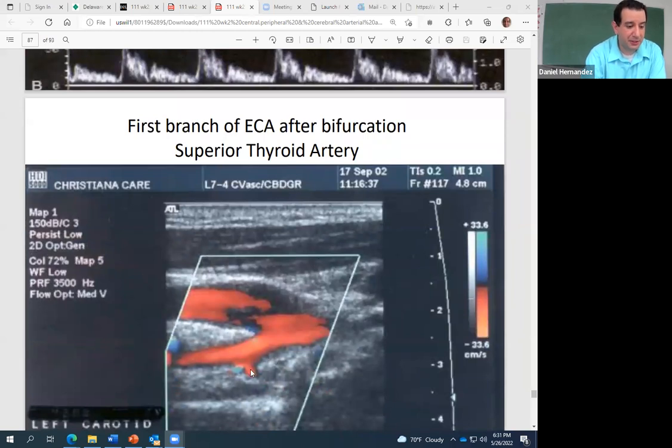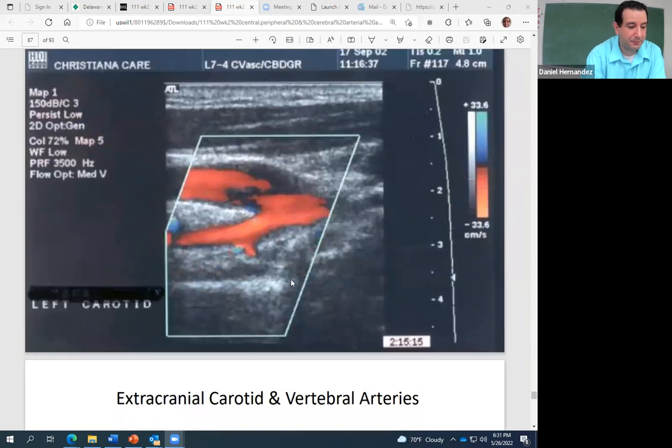So here's the visualization of that superior thyroid artery, that first branch off the ECA. So we know right away, here's our ICA, here's our ECA, because we visualize a branch coming off that vessel.